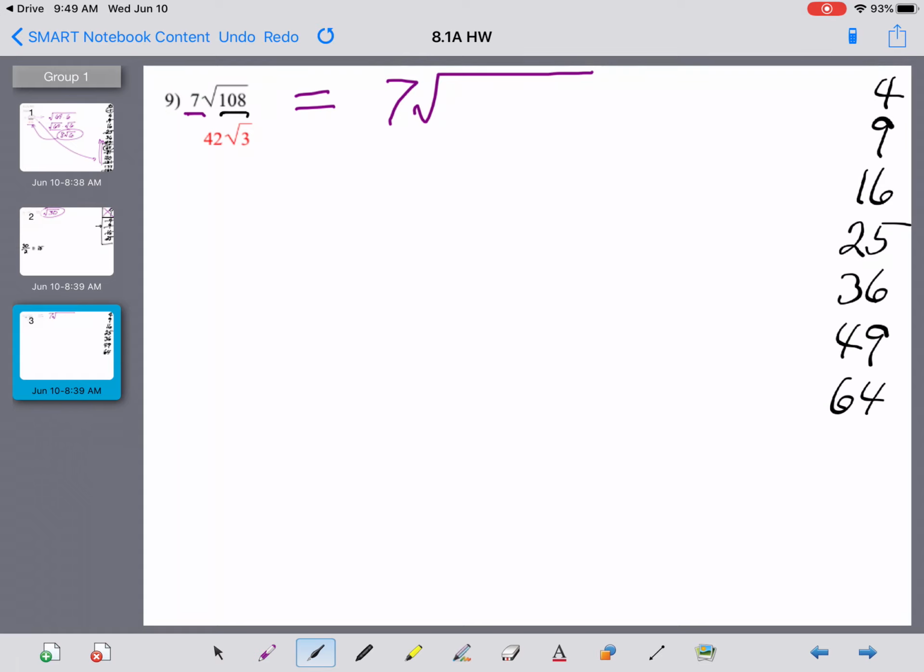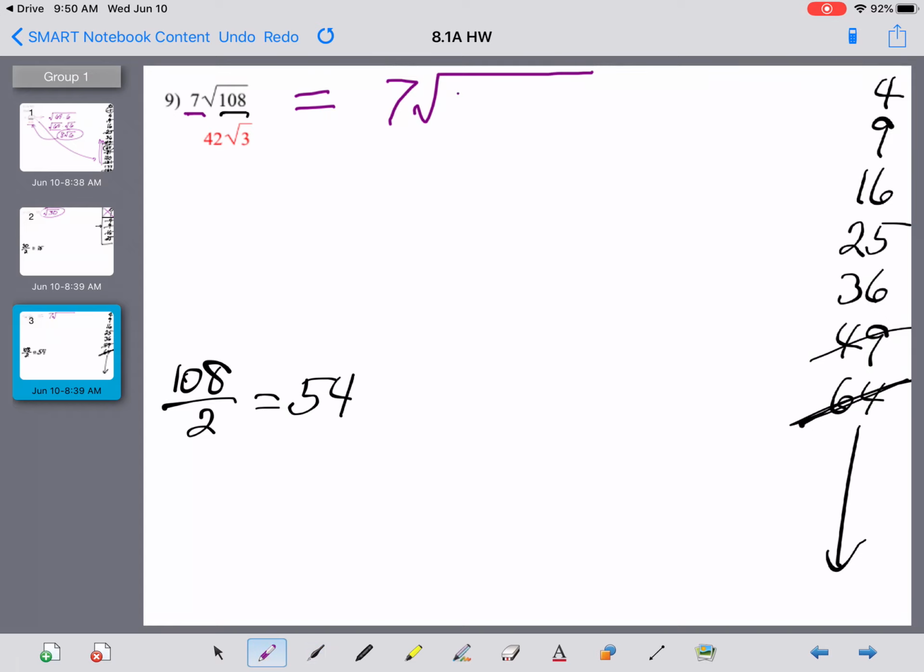Now, we look at our radicand here, which is 108. We cut it in half, and that gets us 54. That means that 64 isn't worth checking because it's too big, and likewise, anything else bigger than 64. Forget about it. So let's start with 49 and go from there. 108 divided by 49 does not work out evenly. So forget 49. 108 divided by 36, this isn't something I would expect you guys to know off the top of your head, but when you plug it into your calculator, you see that 108 does divide evenly by 36. It becomes 36 times 3.